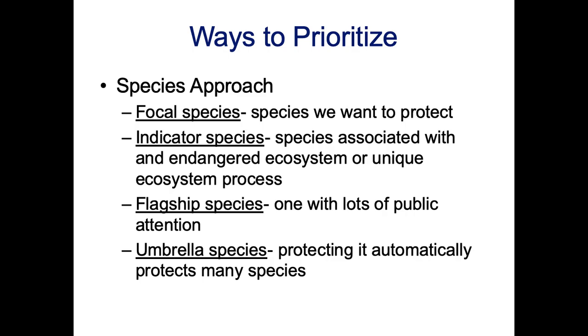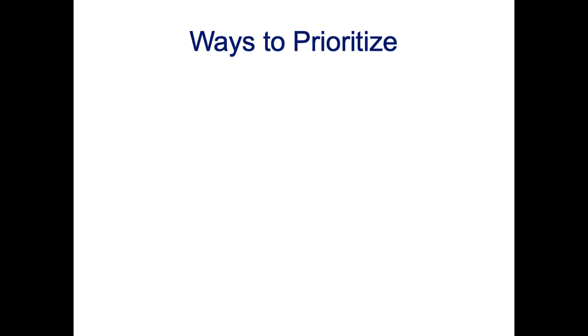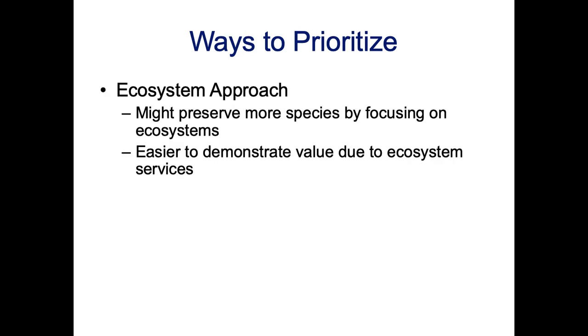Umbrella species is sort of that thing I was talking about. We might pick something that is wide-ranging or that is in a place where lots of other species need protecting, and we focus on this one species, and it's going to hopefully protect automatically lots of other species. That's an umbrella species. We might also use the ecosystem approach.